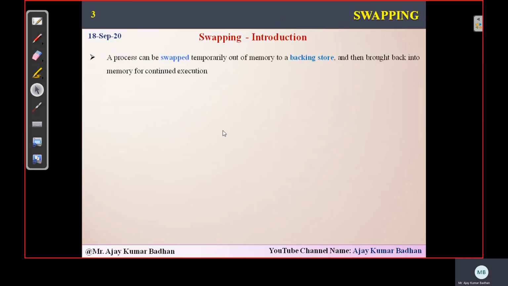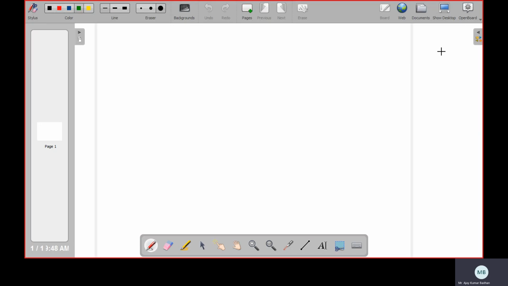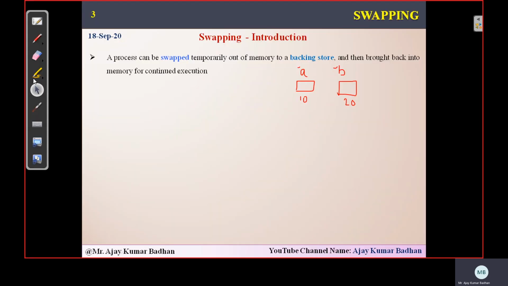Okay. Let's talk about swapping first. Let's discuss the general term swapping first, then we'll enter into it with respect to our operating system. So what do we mean by swapping here? From a programmatic point of view, we will be taking two variables, A and B, isn't it? So A consists of value 10 and B consists of value 20. The general meaning of swapping is nothing but interchanging the values of these variables, isn't it?